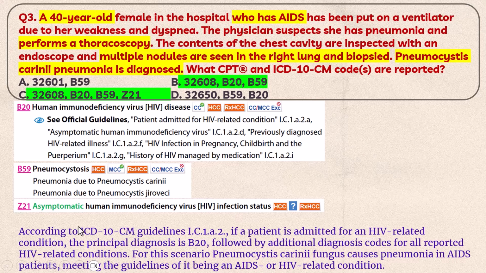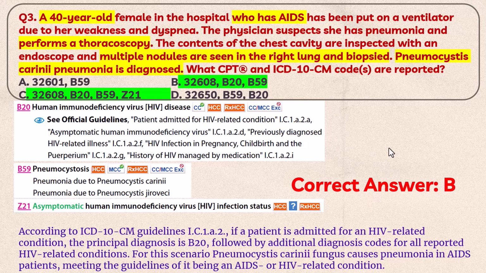According to the ICD-10-CM guidelines, if a patient is admitted for an HIV-related condition, the principal diagnosis is B20, followed by additional diagnosis codes for all reported HIV-related conditions. So for this scenario, pneumocystis carinii fungus causes pneumonia in AIDS patients, meeting the guidelines of being an AIDS or HIV-related condition. So the correct answer will be answer D.